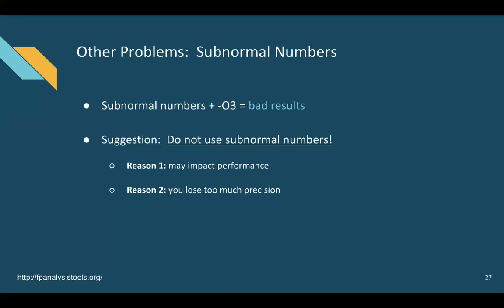There are details about that. It also depends on whether you can do FMA or not in the operation, but they tend to be slower than operations that don't have subnormal numbers. And the other reason, which in my opinion is more important, is that you lose too much precision when you are computing in the subnormal numbers domain.